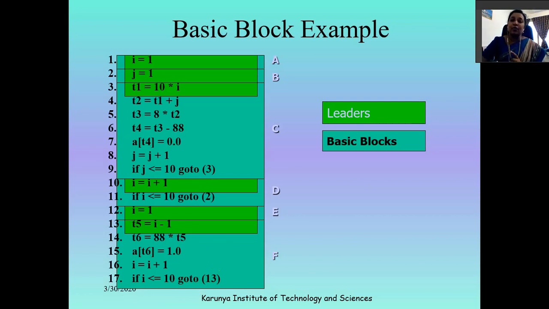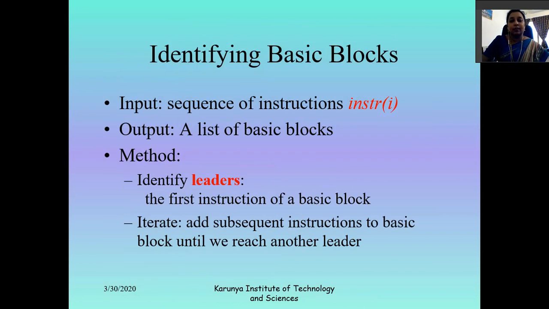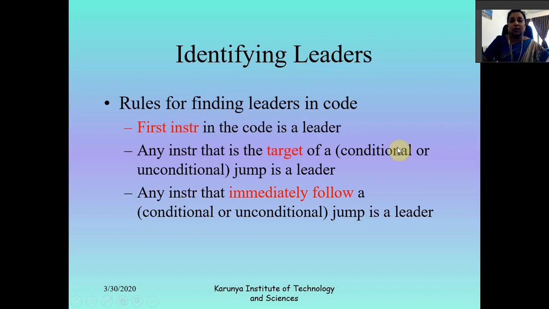So the first step of identifying the basic block is to identify the leader. To be concise, the first instruction is a leader. The entry point of a goto is a leader. The next instruction after a goto is a leader. Now that is what is said in the algorithm here. First instruction in the code is a leader. Any instruction that is a target, that is wherever the goto jumps onto, that becomes a leader.